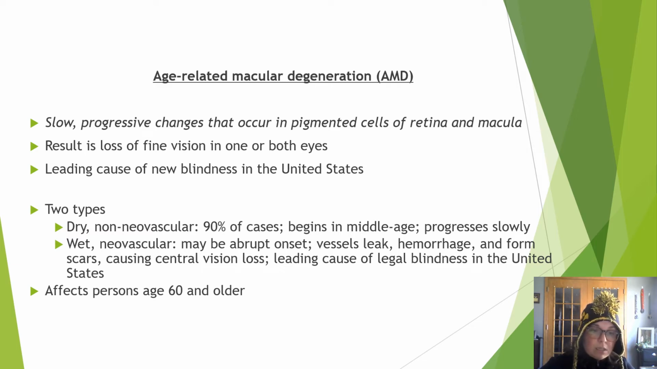The dry type encompasses about 90% of the cases. It begins in middle age and progresses. The wet type would have a sort of abrupt onset. Vessels leak, hemorrhage, and form scars that would ultimately result in vision loss. Generally, this affects persons over the age of 60, disregarding gender.